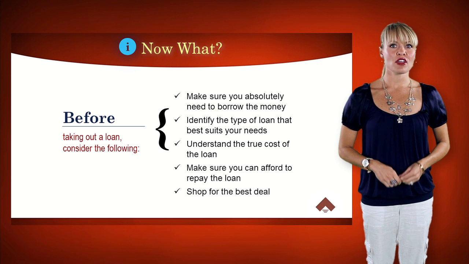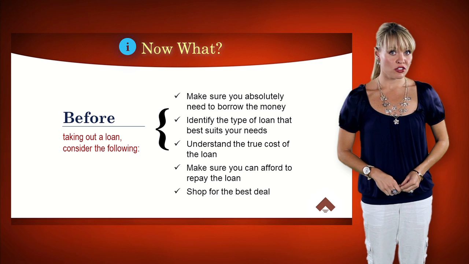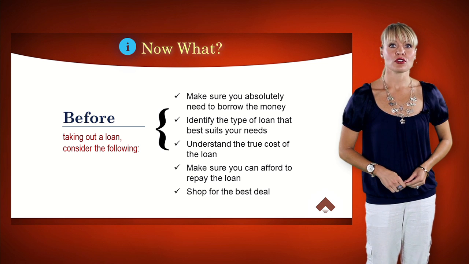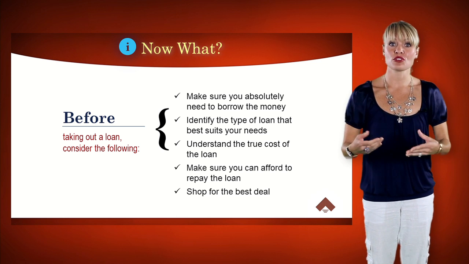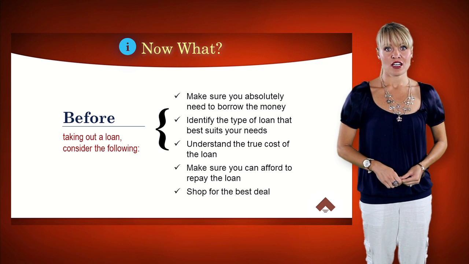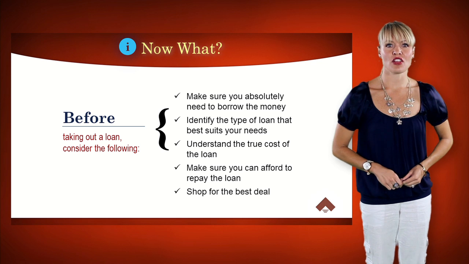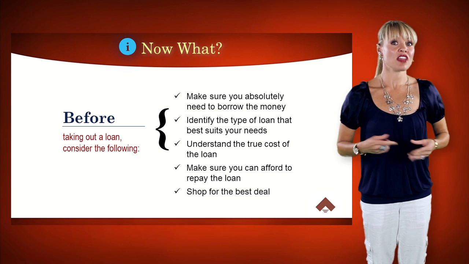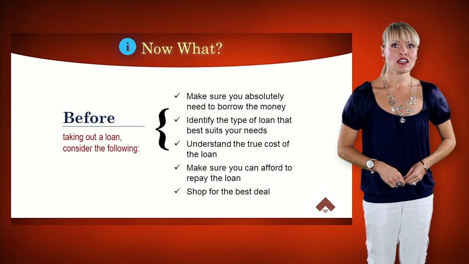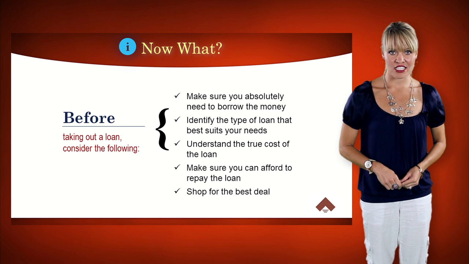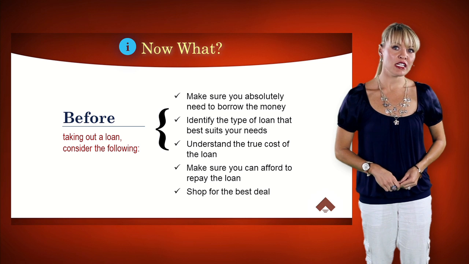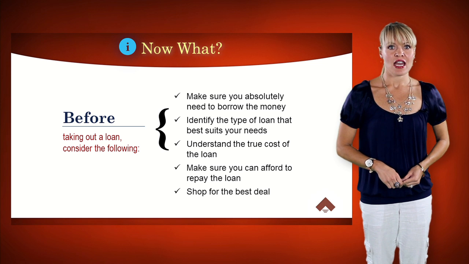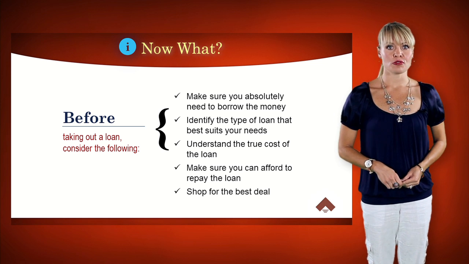Number 2, identify the type of loan that best suits your needs. For short-term needs or items with limited useful life, look for short-term loans. For longer-term needs or items with an extended useful life, look for a longer loan. Number 3, understand the true cost of the loan. Know your credit score, as this is an important determination in both the likelihood that you will receive the loan and under what terms and conditions it will be granted. Know alternative or competing sources for similar types of loans, and establish a relationship with your bank, as this will make it easier to obtain a loan.